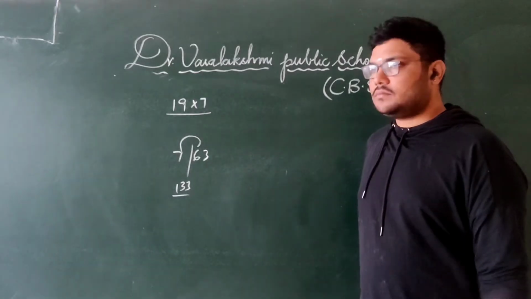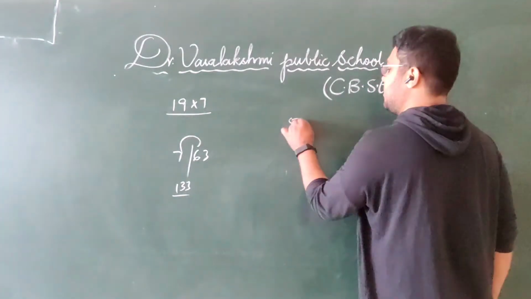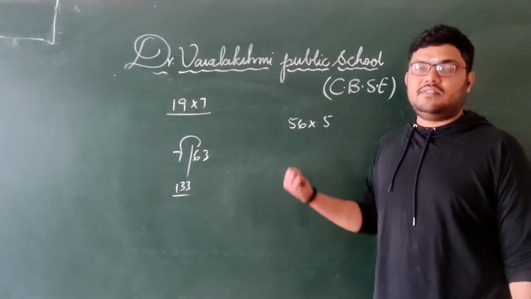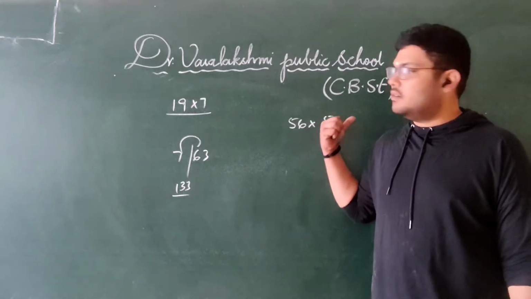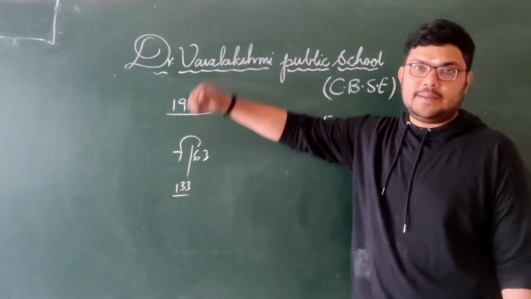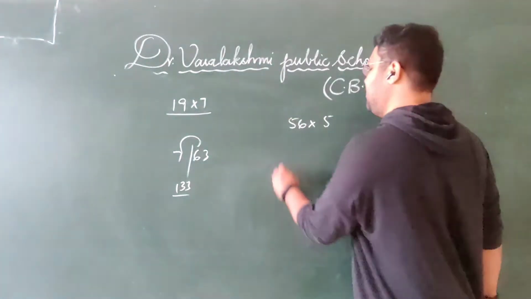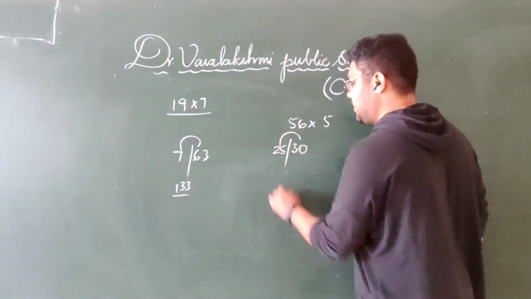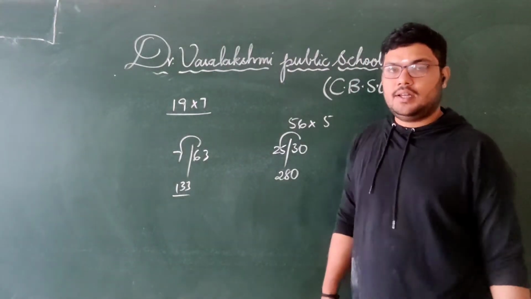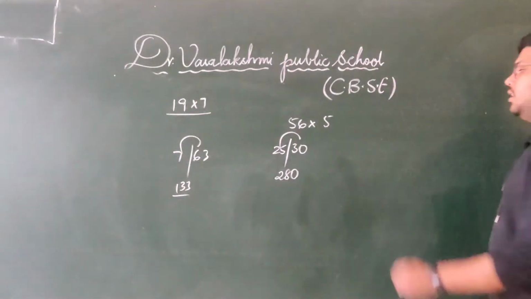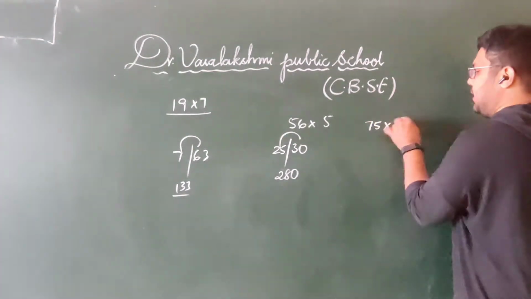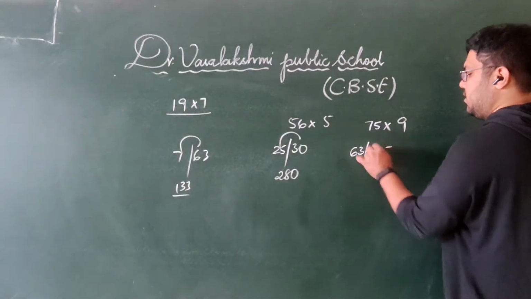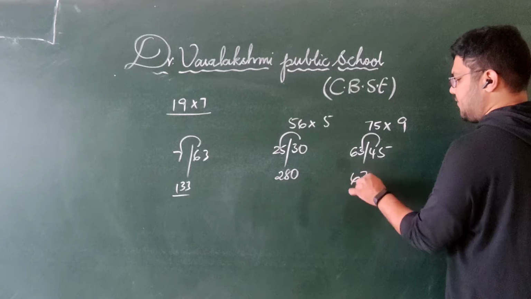Okay. So any number, for example, 56 into 5. For 5 there is another trick, but let us go with this trick only as I am teaching this trick. 5 6s are 30, 5 5s are 25, right? I am carrying this 3 to here, that is 280. Next, 75 into 9, 75 times 9, 63 and 45. 4 goes here, that is 675.